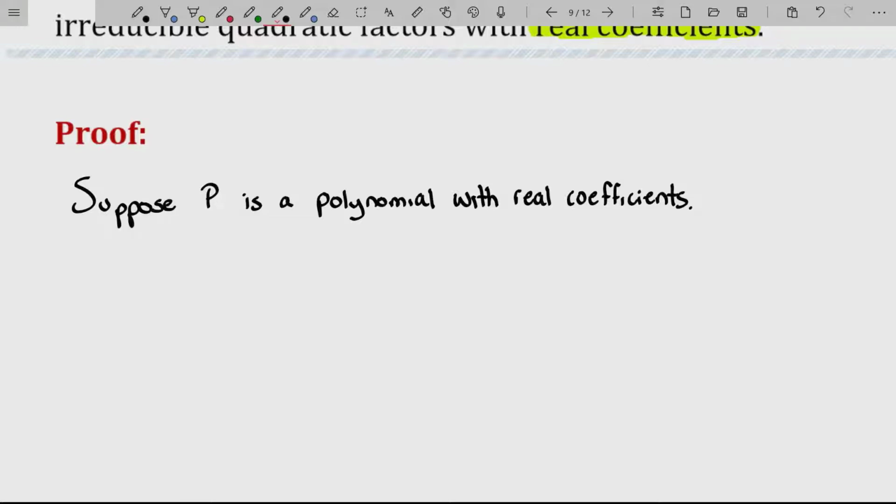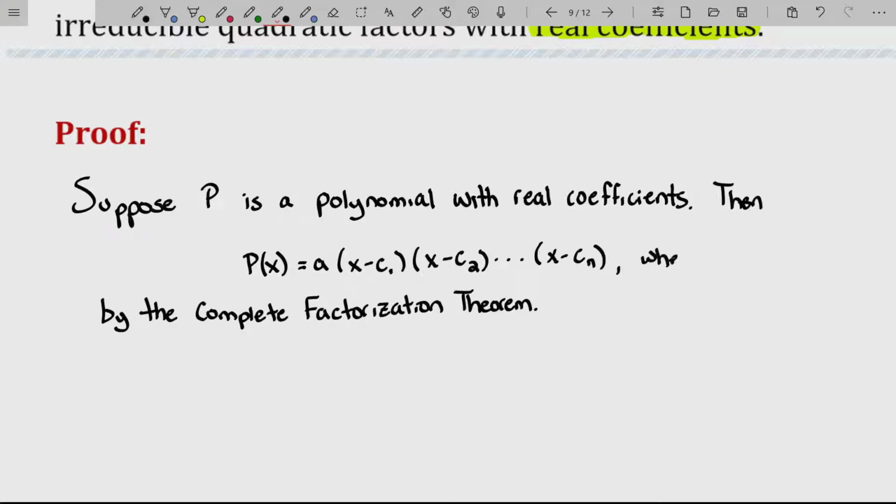And we're also going to mention that since real coefficients are complex valued coefficients, we can use the complete factorization theorem here. I should tell you that the c sub i are complex numbers, not just real numbers, but a bigger version of real numbers. They could have imaginary parts with them.